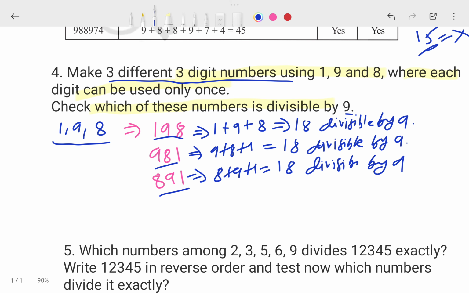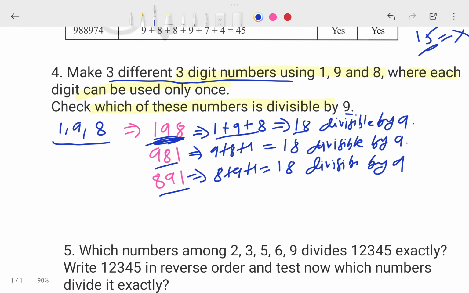What is the divisibility rule of 9? It's simple. Add the digits. Whatever number comes from adding the digits, if it is divisible by 9, then the number is divisible by 9. So we added and this number is 18. Is it in the 9 table? Yes, it is there. It means that this number is also divisible by 9.